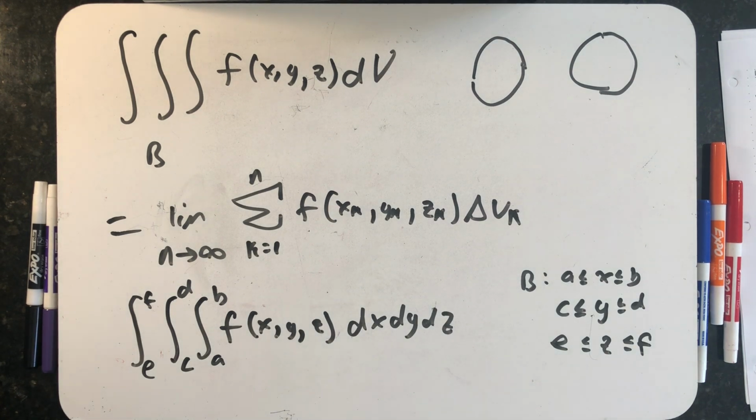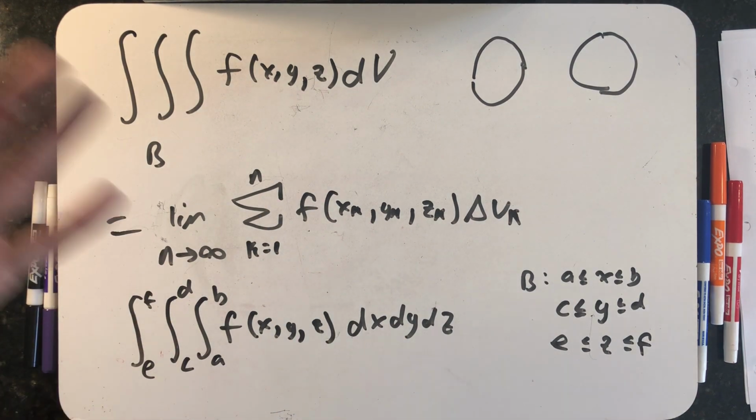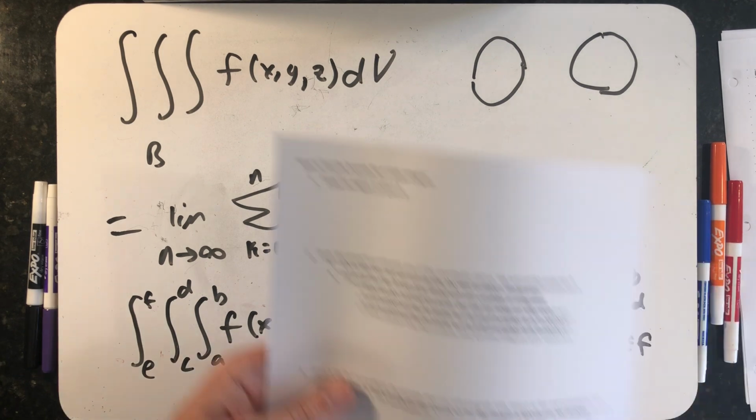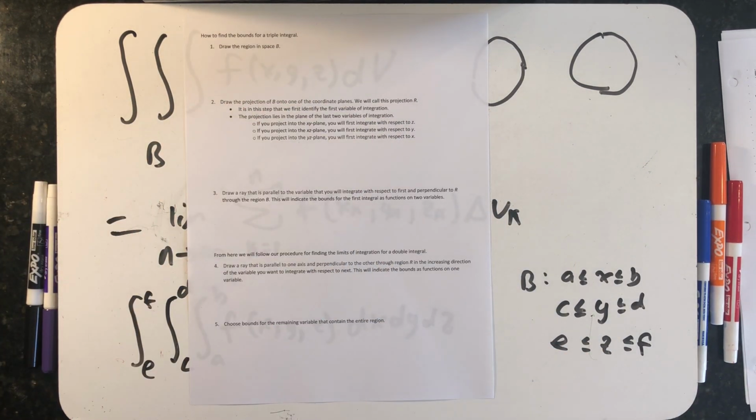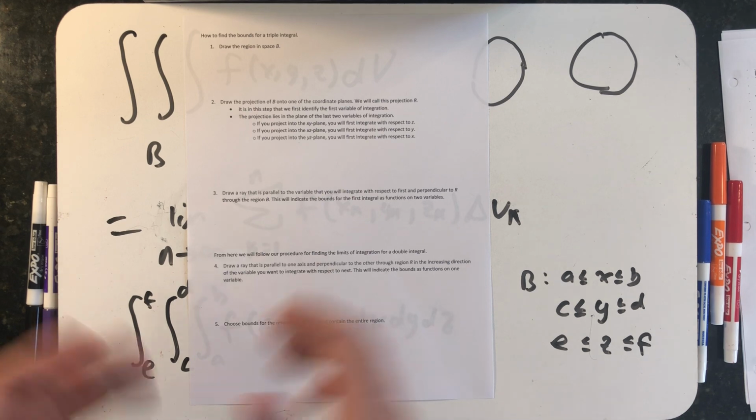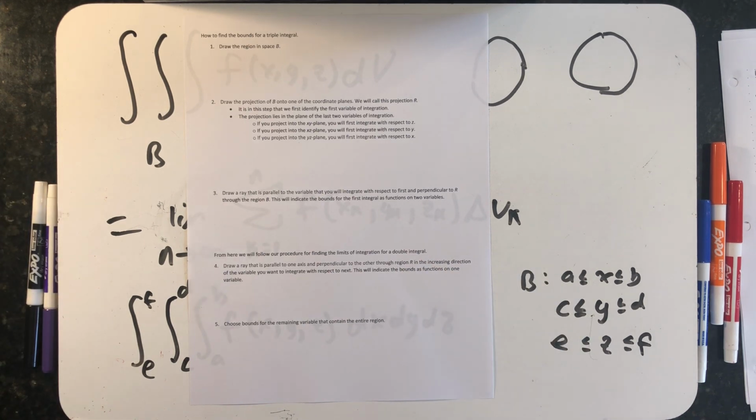In our next video, we're going to talk about how to find bounds for an iterated integral to evaluate a triple integral. And in between that video and this video in our Moodle course, you'll actually find this handout, which is the way I like to think about finding these bounds. There's also a procedure in your textbook, but this is the general procedure I try to follow.